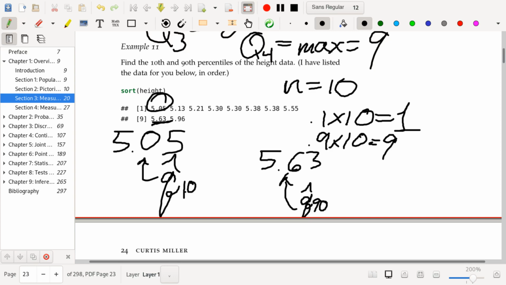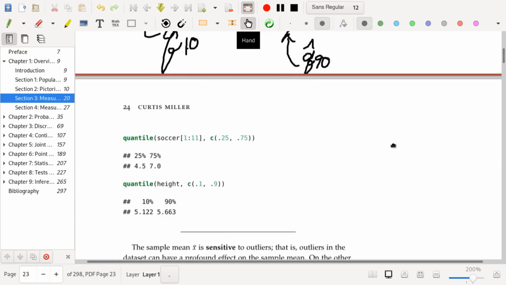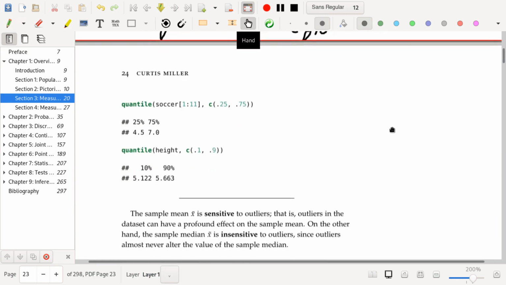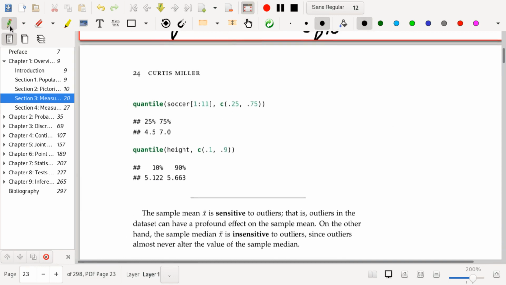Okay? And actually, R has functions for computing quantiles. Another word for what we're talking about here are quantiles. Here I have asked R specifically to give me the 25th and 75th percentiles. It is not using this procedure that I described. It is using a different procedure for finding quantiles. There's a number of different procedures for finding quantiles and percentiles.